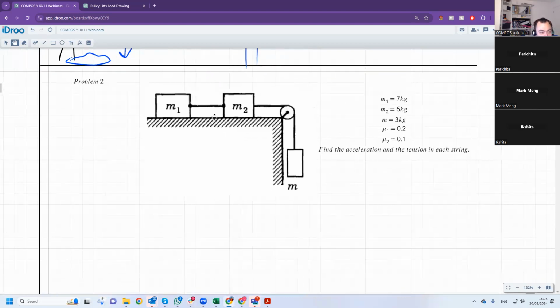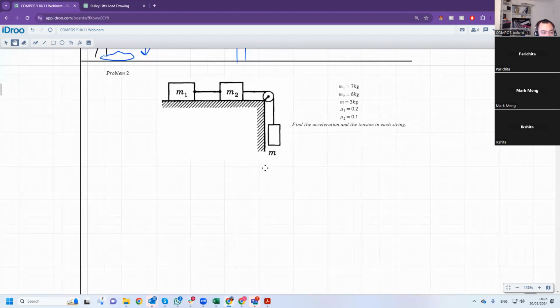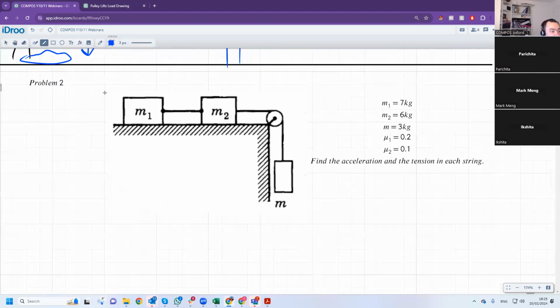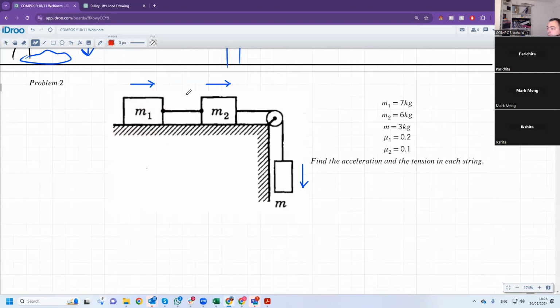Right, so we have three masses connected by ropes. What we need to do is find the acceleration and the tension in each string. The first thing we notice is that these two masses are moving to the right, and this one down. Because they're connected by the rope, what can we say about their accelerations? Equal. Very good. So if this acceleration is a, then this acceleration is also a, and this acceleration is also a.